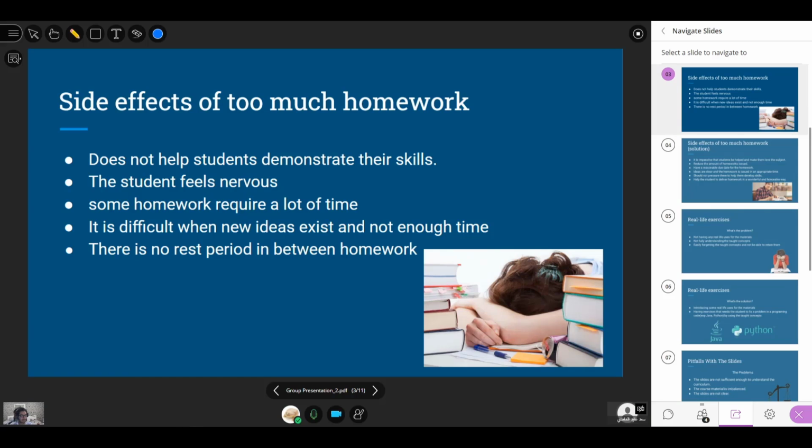My idea is the side effect of too much homework. This year, due to the Corona pandemic, the CPIT 201 second midterm was replaced with homework worth 30% of the total grade. This much homework can make the student feel stressed. Also, some homework requires a lot of time and effort.